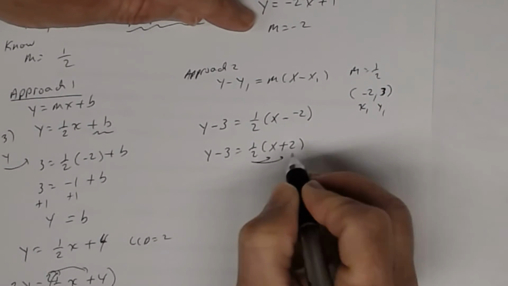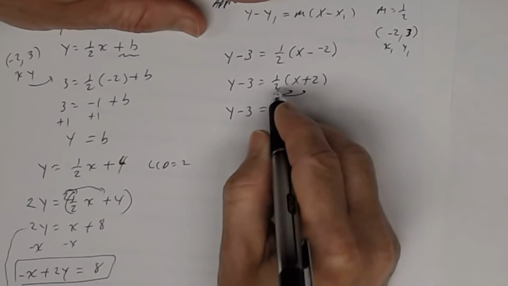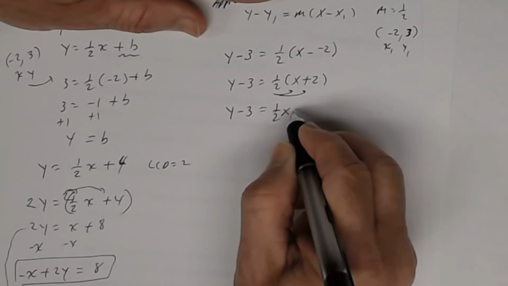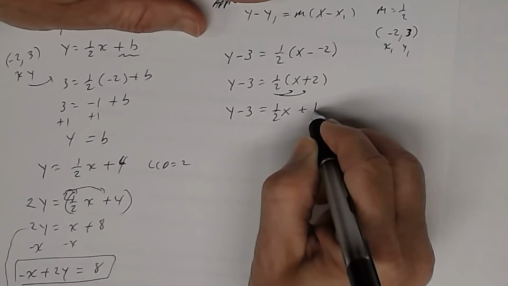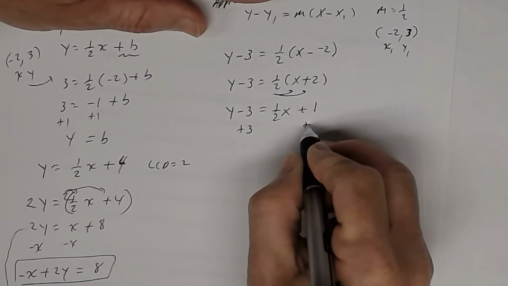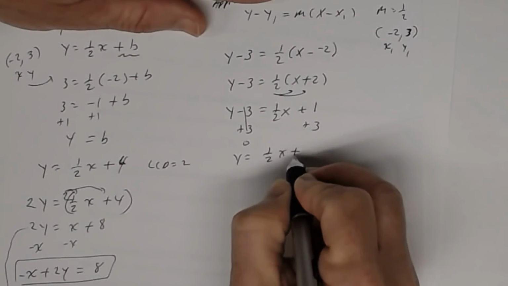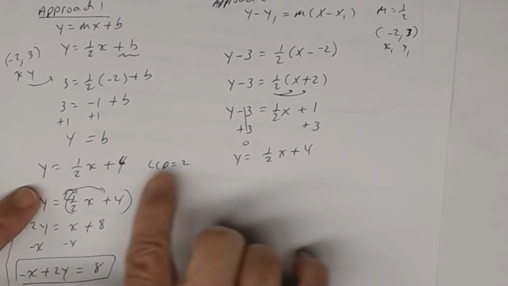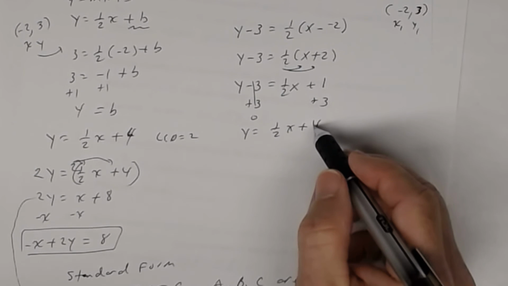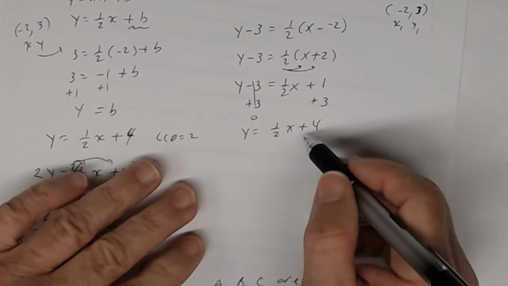Now let's distribute. When I distribute, I get y subtract 3 equals 1/2 x, and 1/2 times 2 is 1, right? Adding 3 to both sides, I get y equals 1/2 x plus 4. And now this right here looks like this, and now the rest is the same. So this is in slope-intercept form, though, right? You want it in point-slope form. I'm sorry, you want it in standard form.